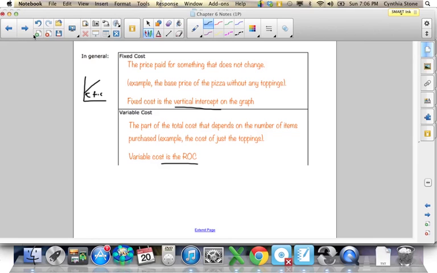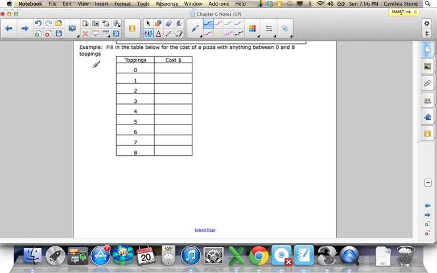If I'm going too fast, you go ahead and pause, but I'm going to move on to the next one. I want you to have this completely filled in though. Okay, so fill in the table below for the cost of a pizza with anything between 0 and 8 toppings. Use a different color so we can see it better. And we can just use our calculator or our brain for this. So if we buy a pizza and it has 0 toppings besides the sauce and cheese, it's $9, right? Every time you add a topping, you add 75 cents. So $9.75 for 1 topping, $10.50 for 2, so it's just 75 cents more for every extra topping.